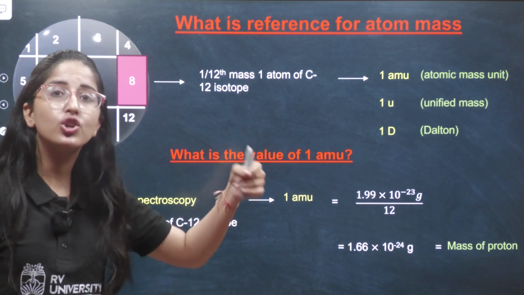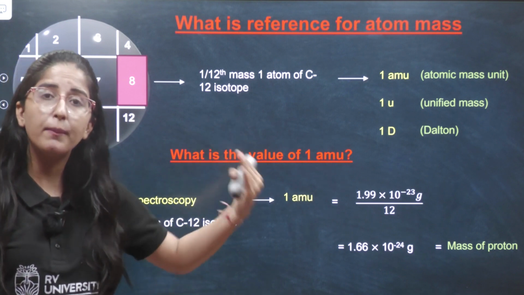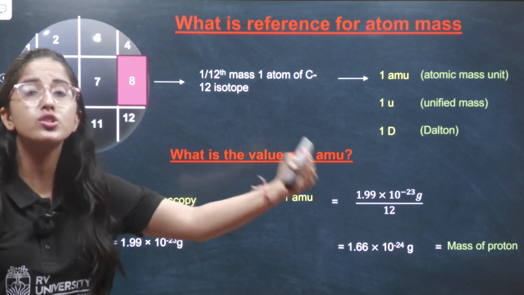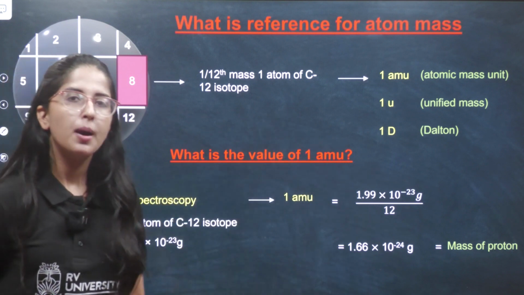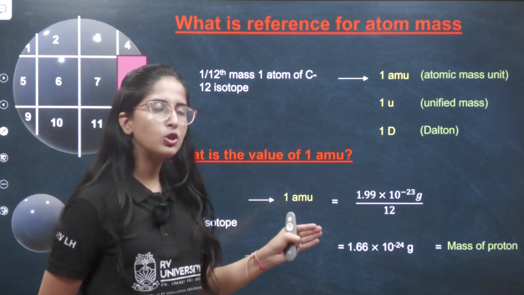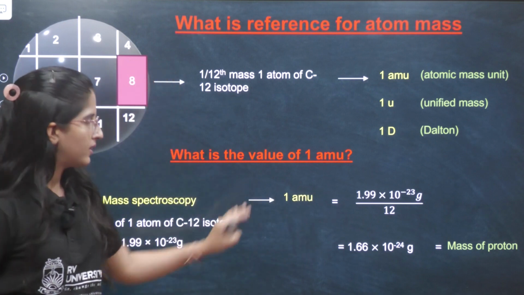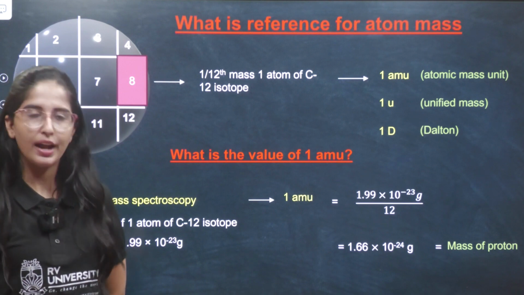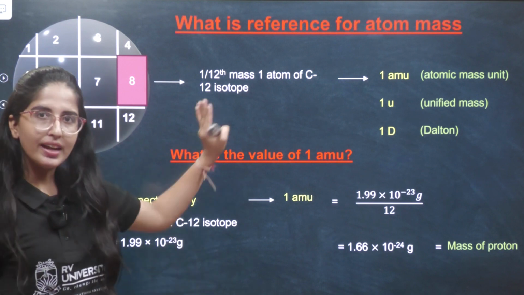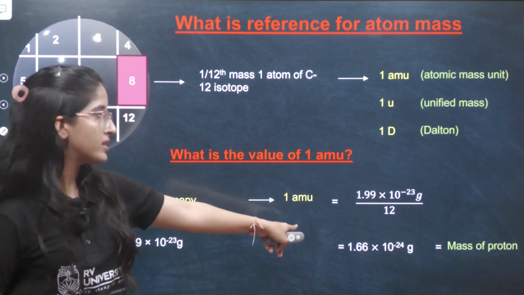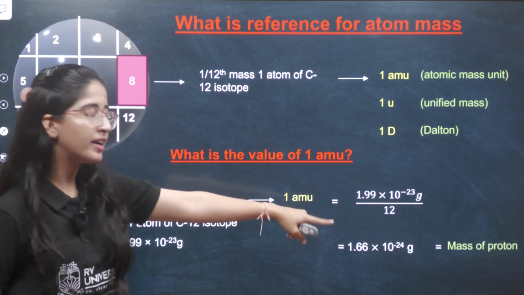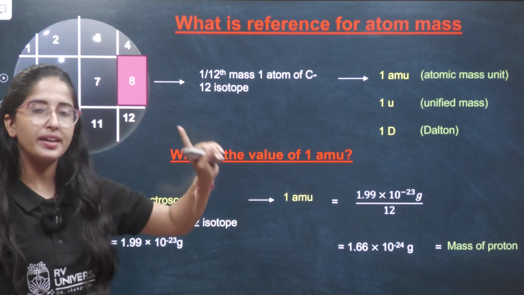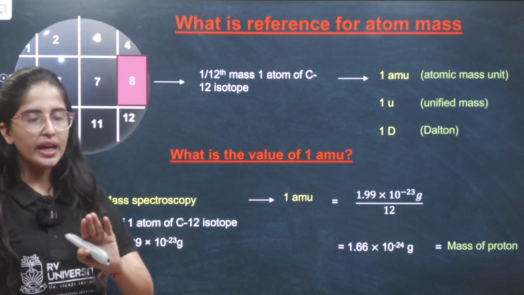That number is actually giving you how many protons and neutrons are present in there, because mass of proton is approximately equal to mass of neutron. Correct? That's the thinking of the scientist. Understood? So 1 AMU will be equal to the mass of a proton or neutron, that is 1.66 into 10 raised to minus 24 gram. Okay, you got it till now.